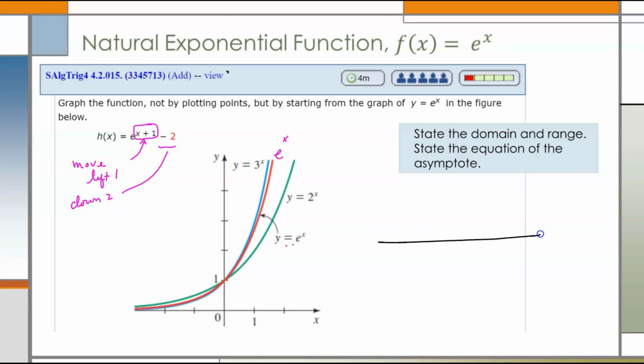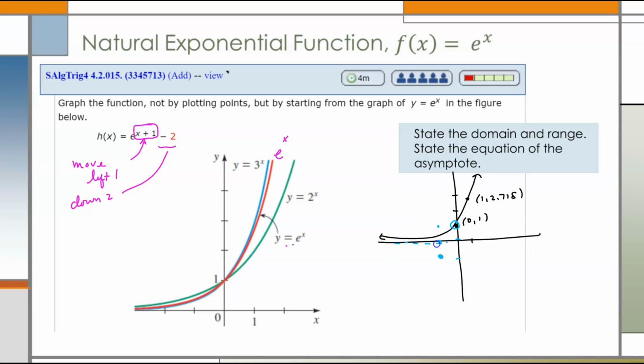Okay, let's go ahead and do this one. We've got 0, 1, and we have 1, 2.718. And here's our e to the x graph. We are going to move left and then down 2. Here's our graph. We're going to move left 1 and then down 2. Left 1, down 2, and there's our new graph.